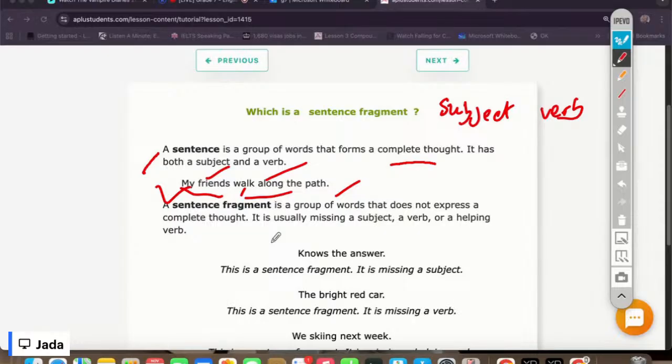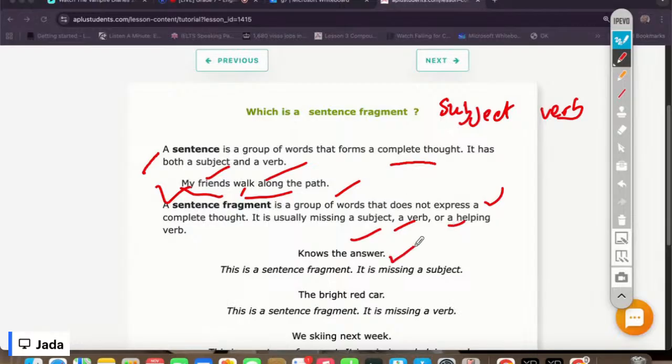All right, so we have sentence fragments. A sentence fragment is a group of words that does not express a complete thought. It is usually missing a subject, a verb, or a helping verb. So you have to note that a sentence fragment does not express a complete thought.